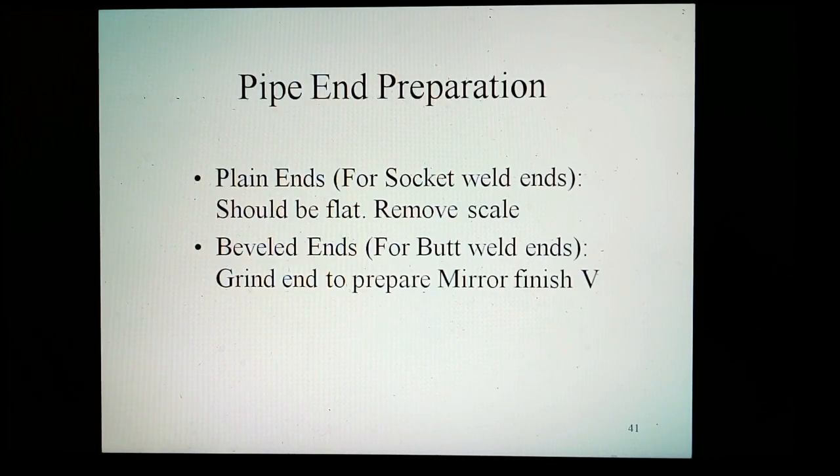Pipe end preparation. Plain ends are used for socket weld ends. These should be flat, with scale removed. Beveled ends are used for butt weld ends. Grind the end to prepare a mirror finish bevel.